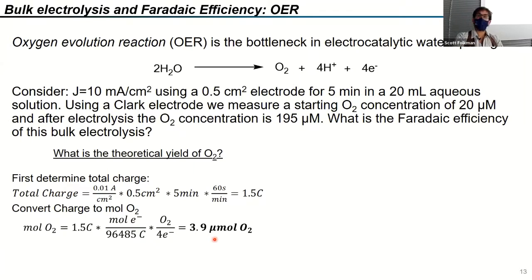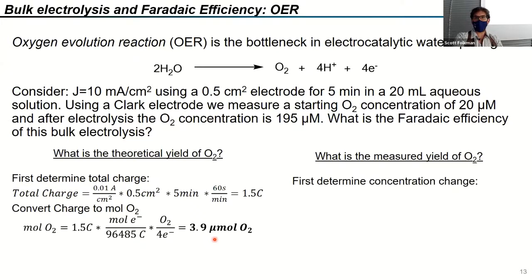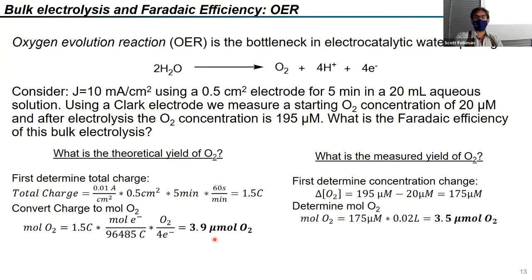Now, obviously, all I have to do is determine how much I actually produced. So what is the measured yield of oxygen? We just determine the concentration change. We produce 175 micromolar. We know it's 20 milliliters. We measured 3.5 micromole of O2, and we determined a 90% Faradaic efficiency.